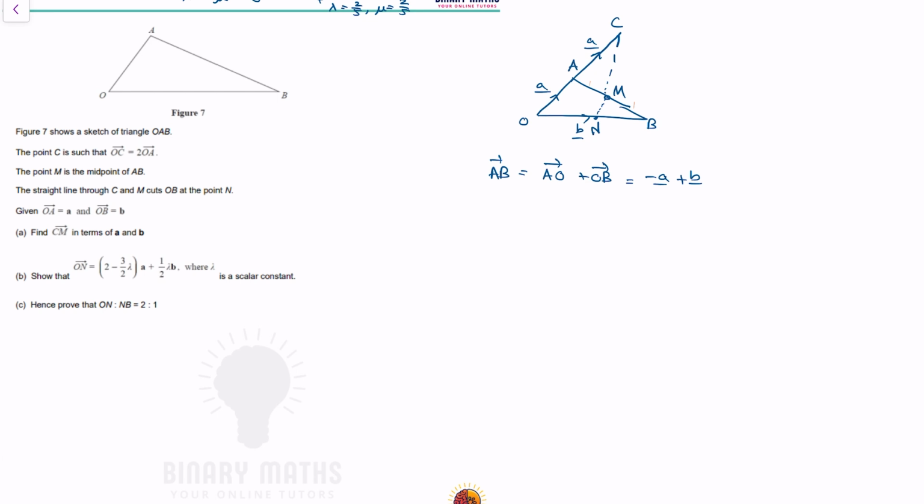So if I want to work out C to M, it will be equal to C to A plus A to M. But that's just C to A plus half of A to B. C to A is minus A, plus half of A to B, which we just worked out was minus A plus B, which means we end up getting minus 3 over 2 A plus a half B. So this is part A. Part B. Show that O to N is equal to 2 minus 3 over 2 lambda A plus half lambda B, where lambda is a scalar, it's constant.